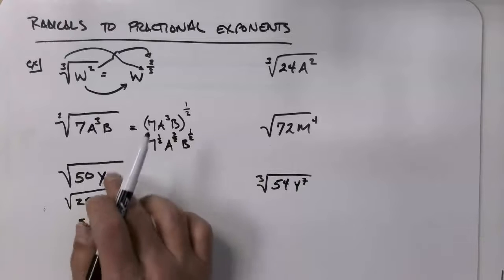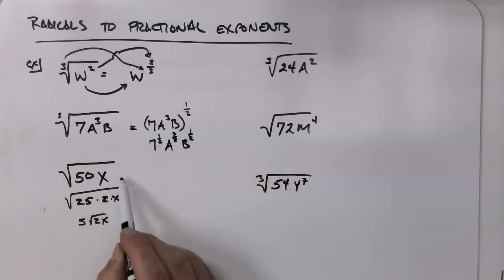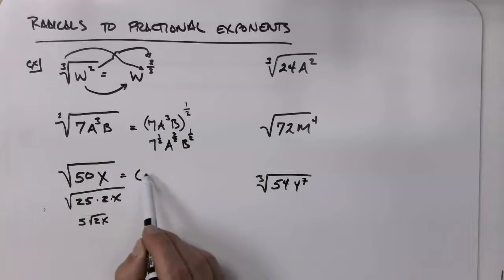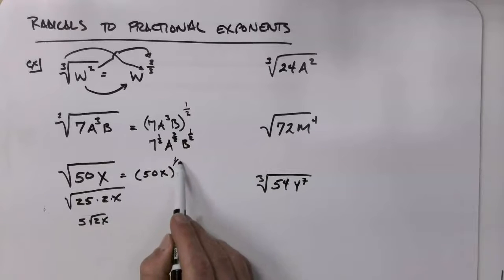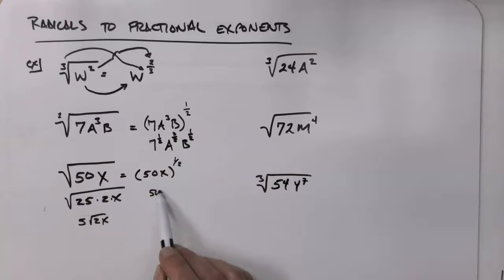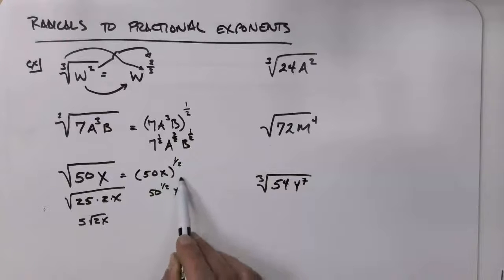Or you could have jumped right to here. So I'm going to do this both ways. So let's say you just looked at this and you said, okay, it looks like it's going to be 50x, and it's going to be raised to the 1/2 power. And then you said, I'm going to bring the 1/2 onto here, and I'm going to say, oh, well, this is 50 to the 1/2, x to the 1/2.